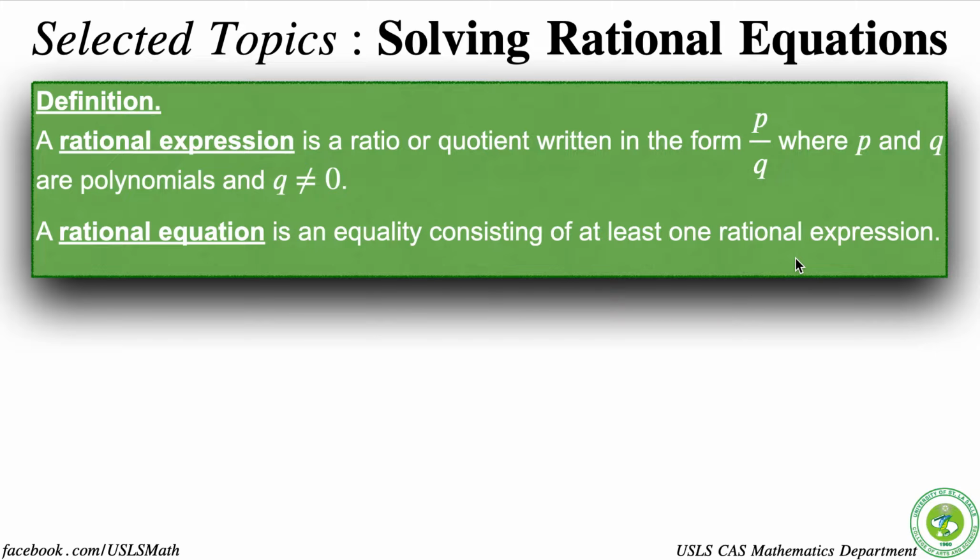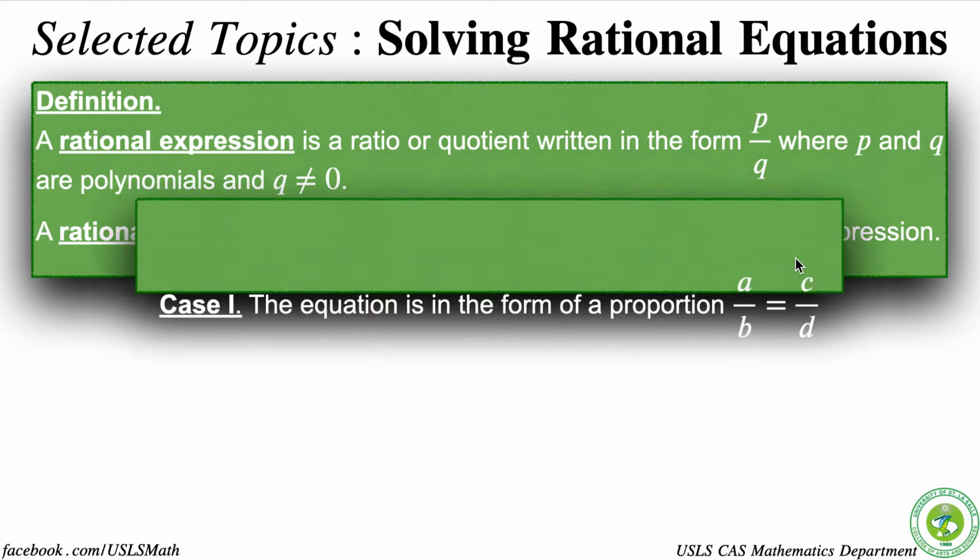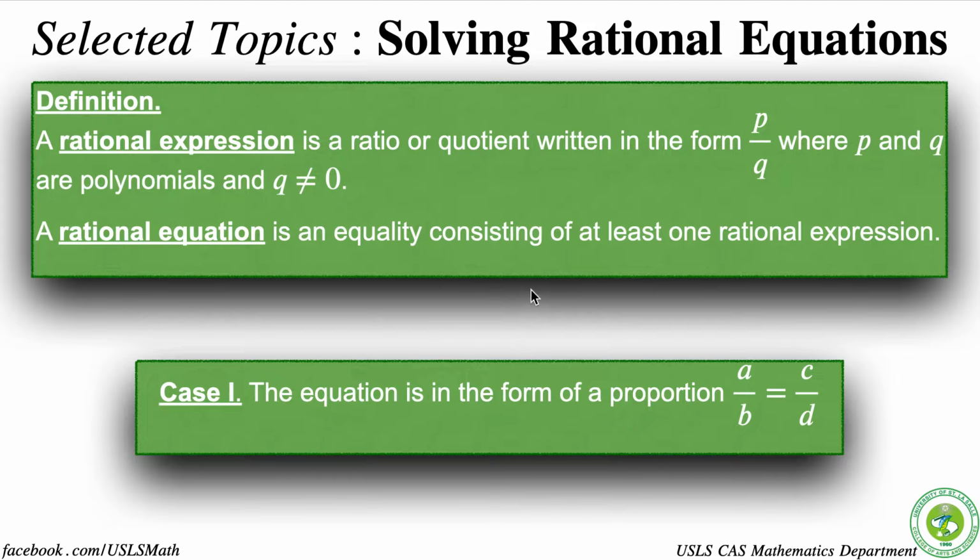So in this particular video, we're just going to study or discuss this special case, case one of how to solve rational equations. This is the case where the equation is in the form of a proportion. That is, a over b equals c over d. As you can see, we have a fraction equals a fraction. No other things beside these fractions, it's strictly a fraction equals a fraction. That's a proportion there.